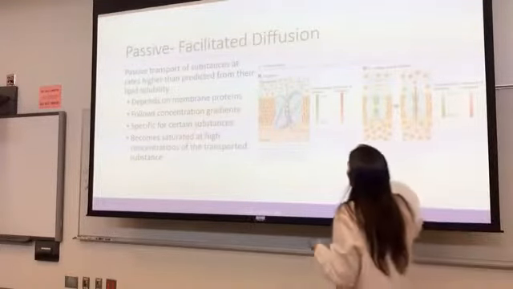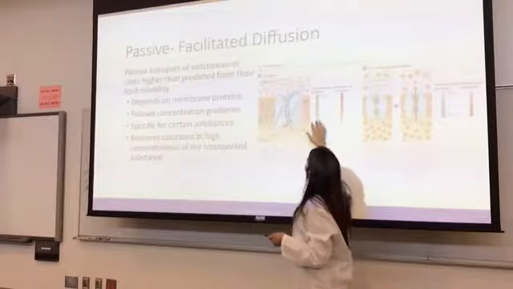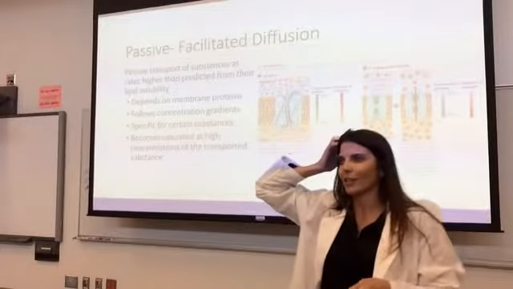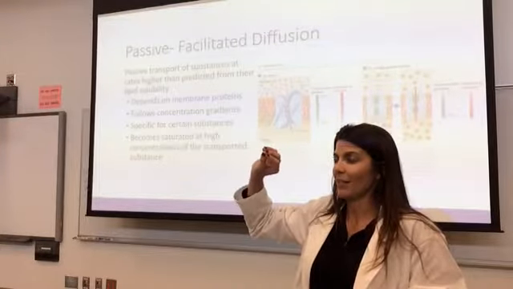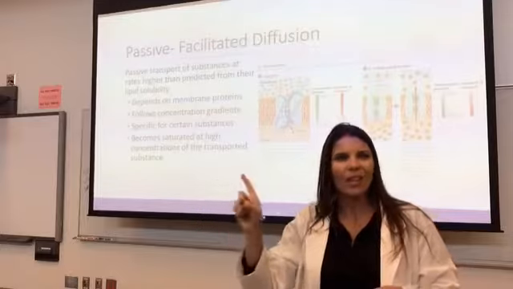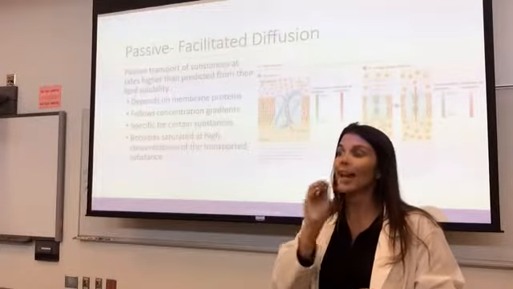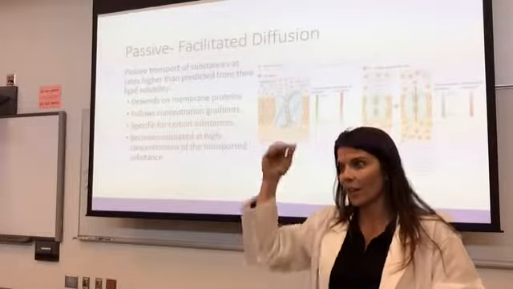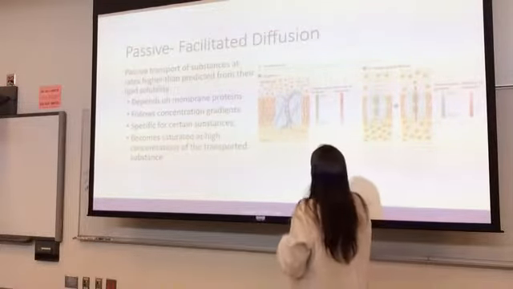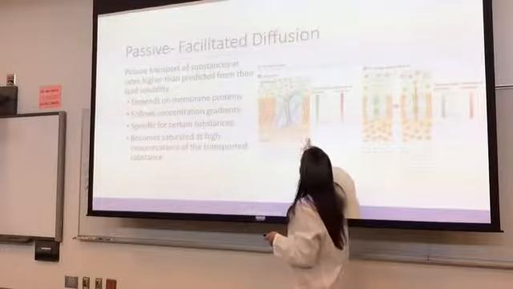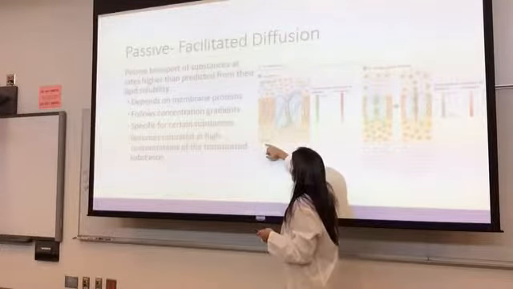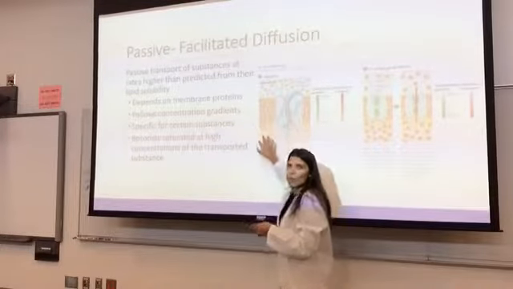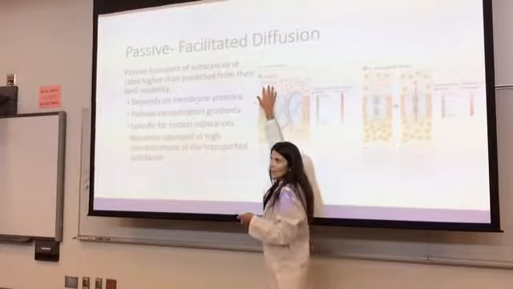In facilitated diffusion, my pictures are slightly different, so let's look at what we have in front of us. I clearly see I have a phospholipid bilayer, but now I have this crazy structure right here. What is that crazy structure? It's a protein. Is it an integral protein or a peripheral protein? Integral, and I know that because it goes all the way through. Fantastic. It's embedded in that plasma membrane. Now, I can see there's molecules here, and this diagram is clearly labeled cytosol and outside the cell. So I know that this is inside and this is outside.